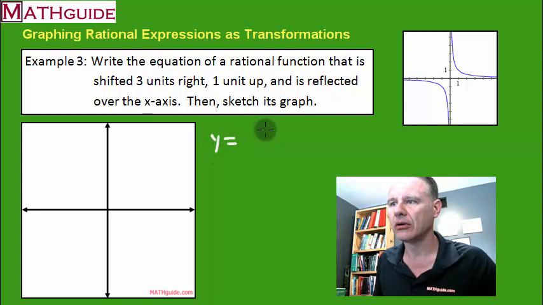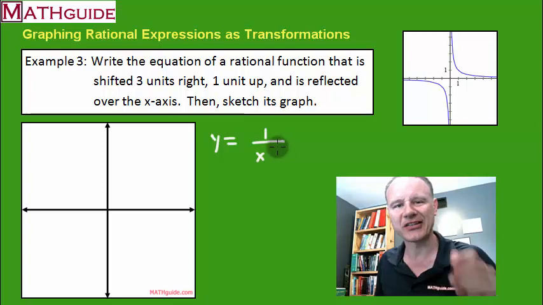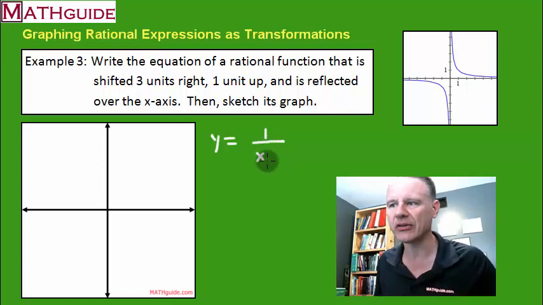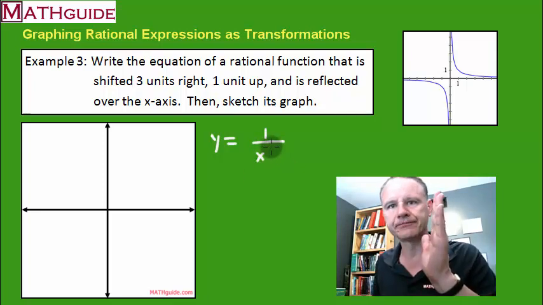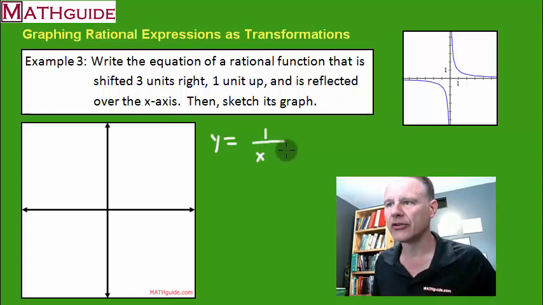Okay, so we're still going to have the 1, but what's in the denominator? Well, we're going to move the curve 3 units to the right. So I know you're tempted to put a plus 3 because you think right is positive 3, but it's always the opposite with the vertical asymptote. So it says 3 units right. I'm going to put a minus 3 here.